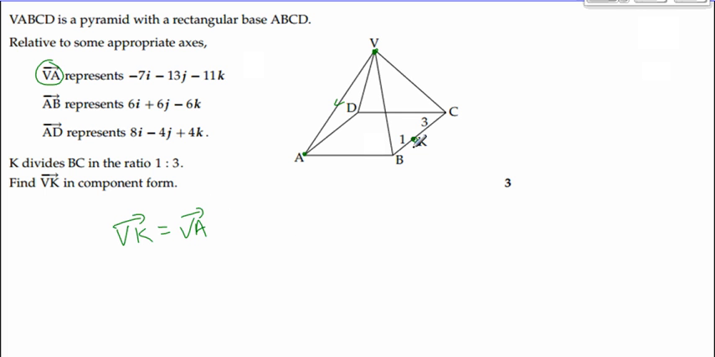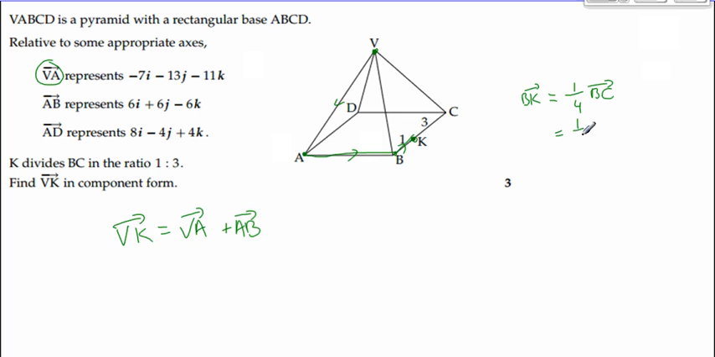I want to get over here to K. So the next thing I'm going to do is come across from A to B. I'm going to add on AB. The last thing I want to do is go from B to K. That's the last step I need to make. But I don't know what that vector is. I do know that it's a quarter, because it's 1 to 3, of the whole thing, which is BC.